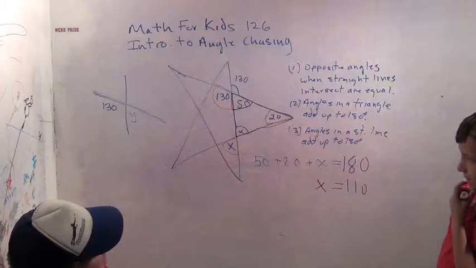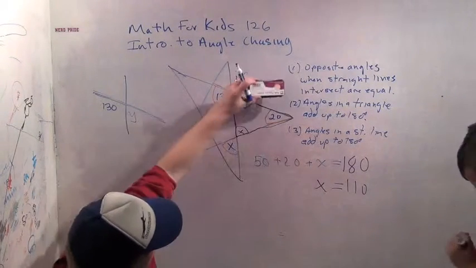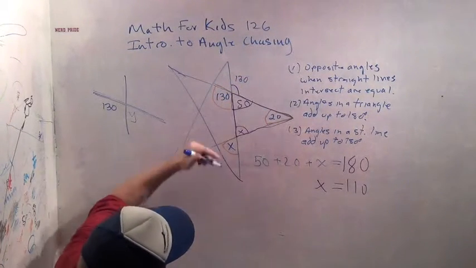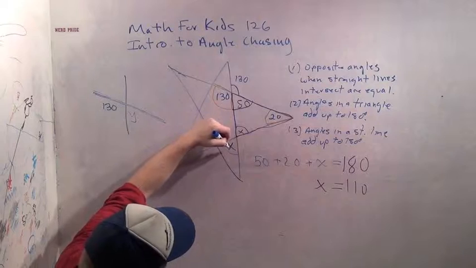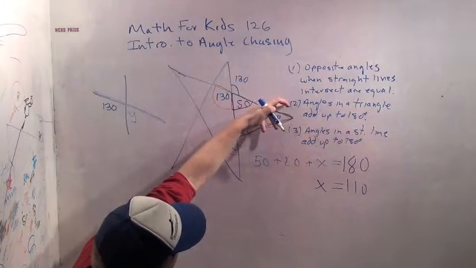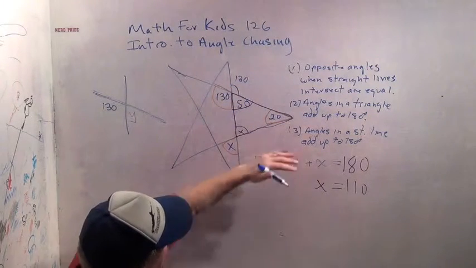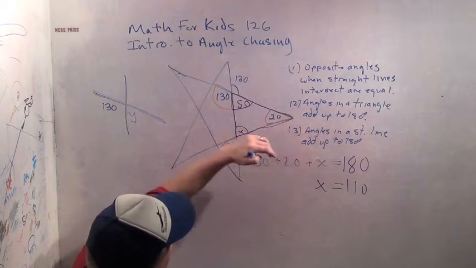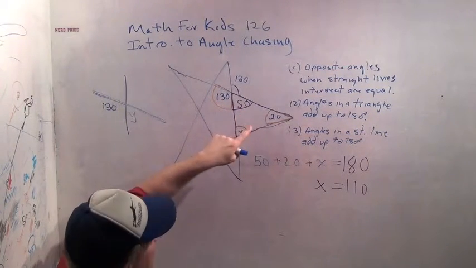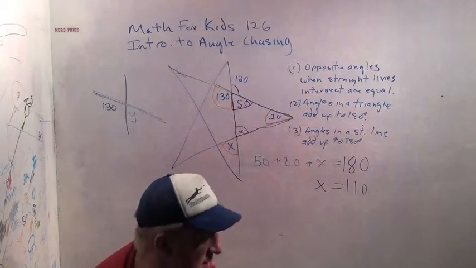So we really just had three rules that came into play in this problem. Opposite angles in straight lines are equal, so that's when straight lines intersect. So we said this was x, so that's x. Angles in a triangle add up to 180. That means this angle plus this angle plus this angle has to be 180. And then angles in a straight line add up to 180 degrees. This angle is 130, so that meant this angle had to be 50. So finally we had 50 plus 20 plus x was 180, so x was 110.